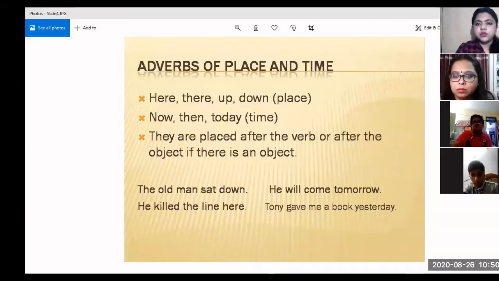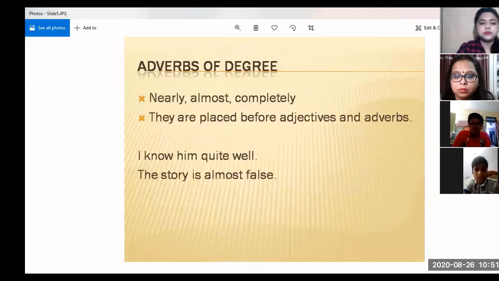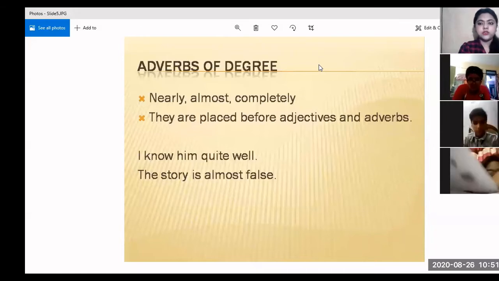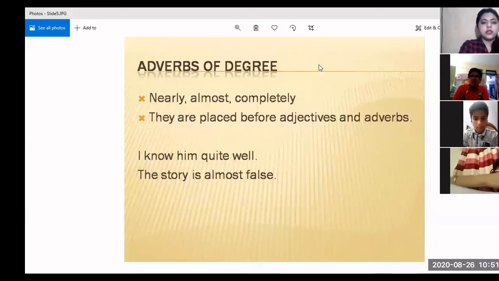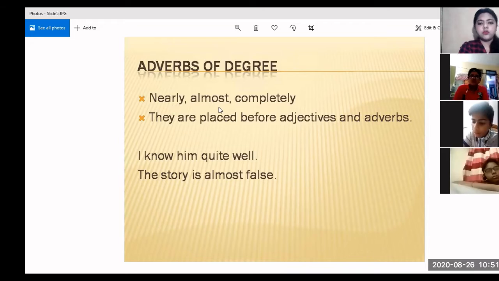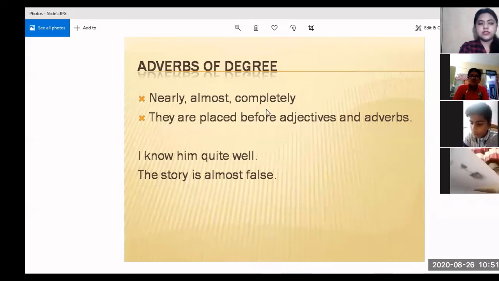Now let us move on to adverbs of degree. Adverbs of degree are used to answer the question: to what extent. Now let us see the examples. These are the examples which have been given in the first point: nearly, almost, completely. These are the words which denote adverbs of degree.